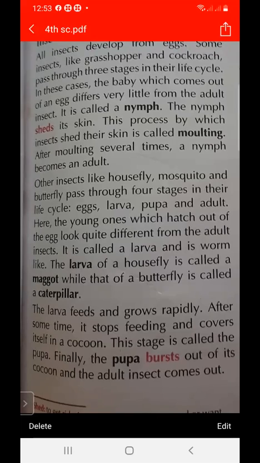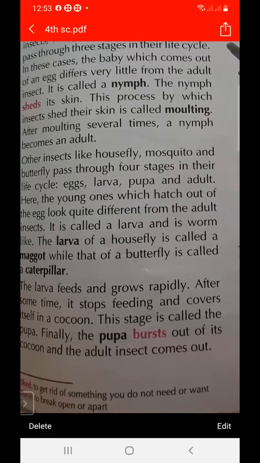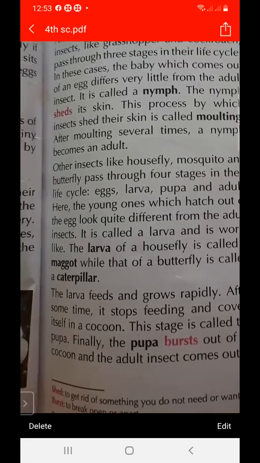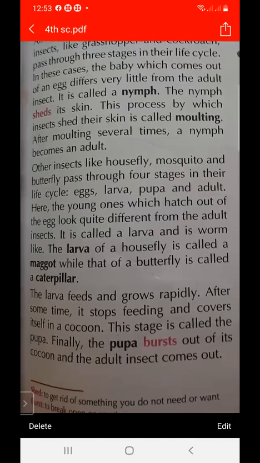Firstly, the insect, just like the housefly or butterfly, gives eggs, and then the egg changes into the larva, and then the larva is changed into the pupa. The larva of butterfly is called caterpillar, and the pupa bursts out, and the adult insect comes out.